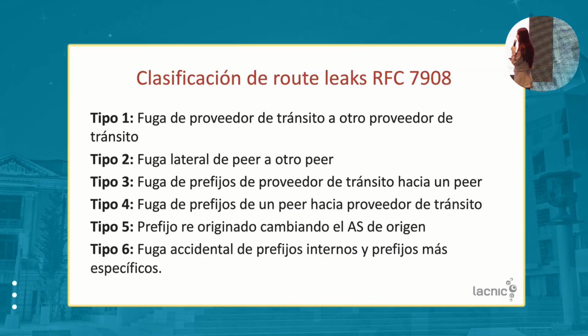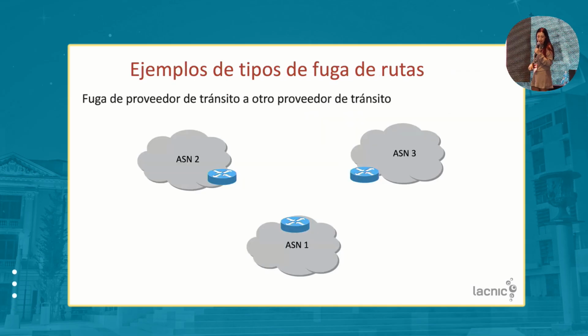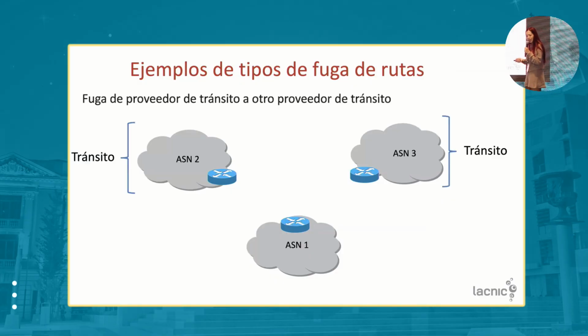And then we have from a transit provider to a peer. This is type 3, and vice versa. From a prefix reoriginating the origin AS. So no solution would be found using RPKI. And finally, the accidental prefix leak and more specific prefixes. I won't explain every single detail because we don't have enough time, but the presentation describes each of these cases.